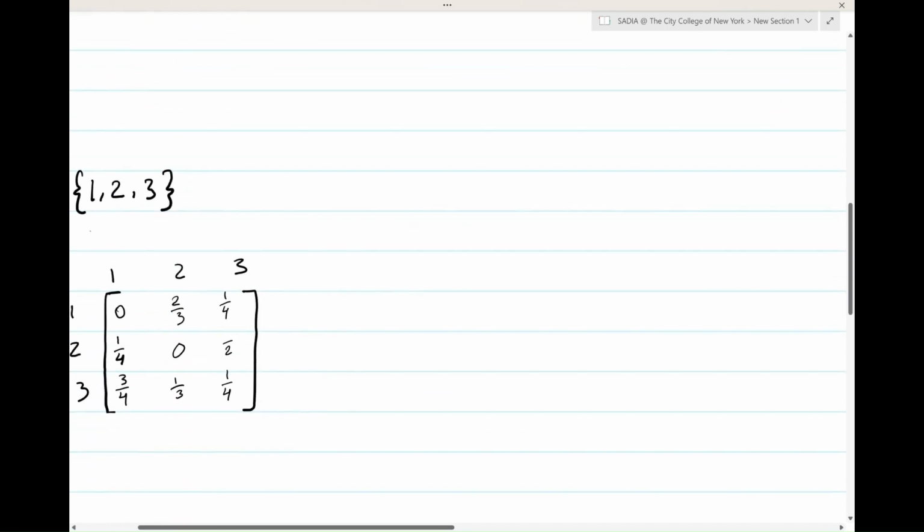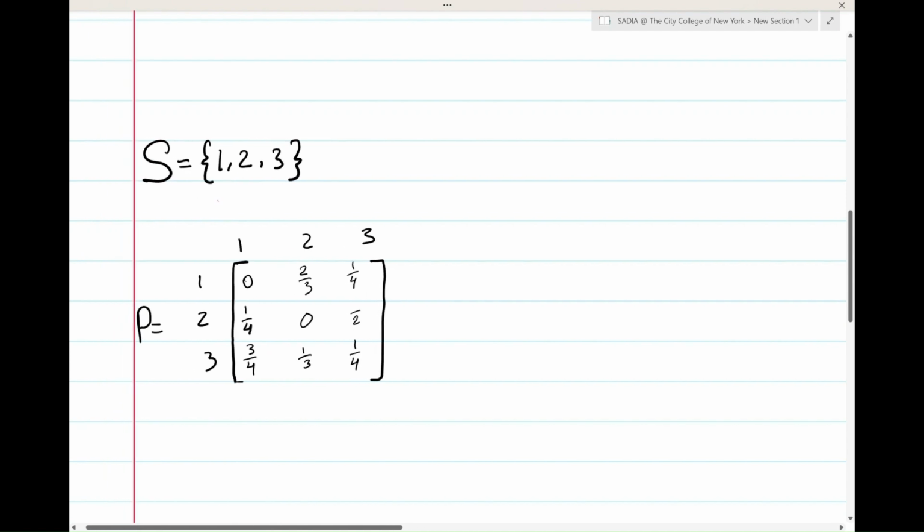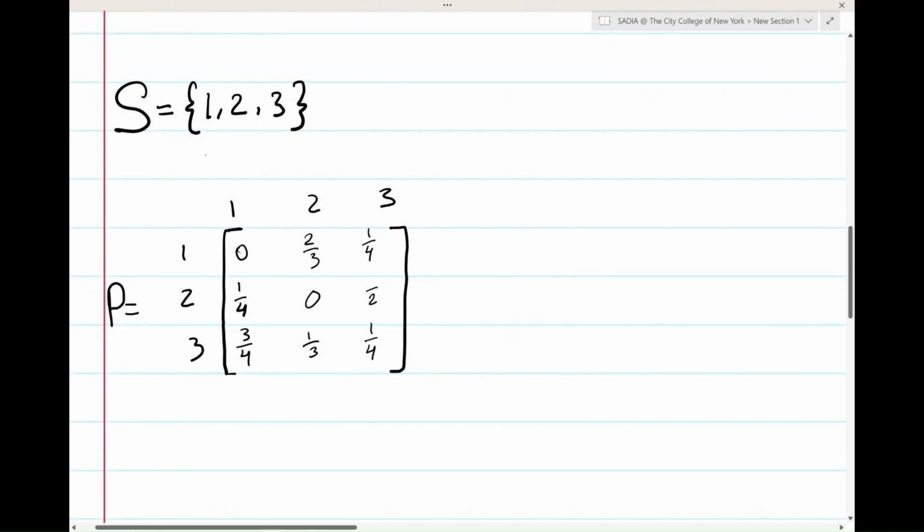Let's start with something simple: converting a transition matrix into a state transition diagram. Here we have a matrix with three states, state 1, 2, and 3. I've labeled the sides of the matrix, but what we need to know is which ones are our outgoing states and which ones are our ingoing states.